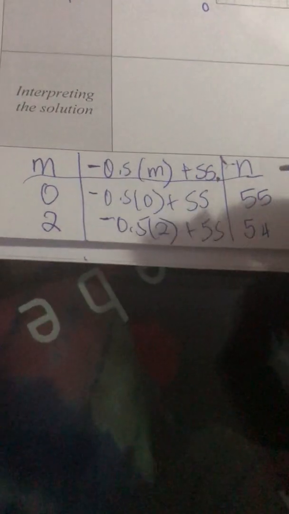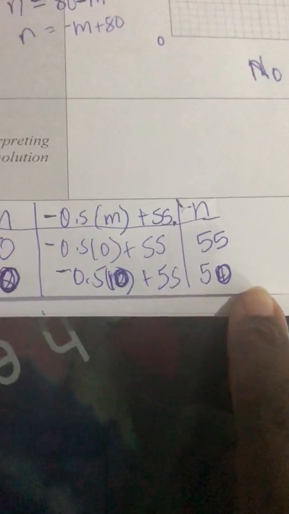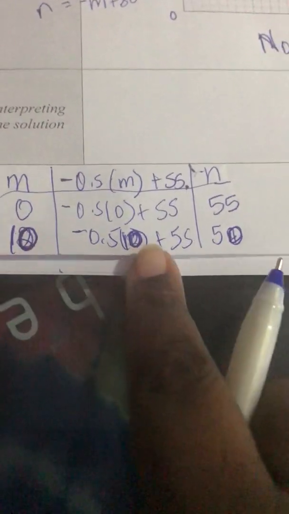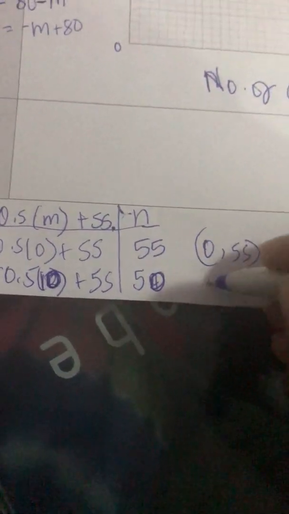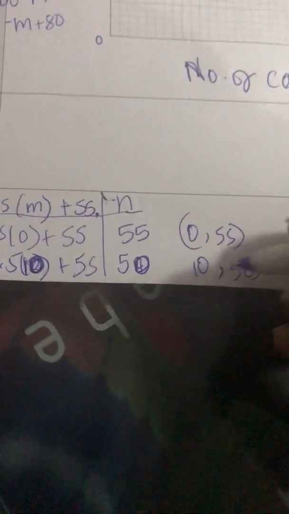Okay, because I wanted a number that ends with 5, I'm going to choose 50 here. So this will be 10. I want M to be 10, just to make life easier. If I put 10 on here, I will get that, you see? So my 2 points are 0 with 55 and 10 with 50.